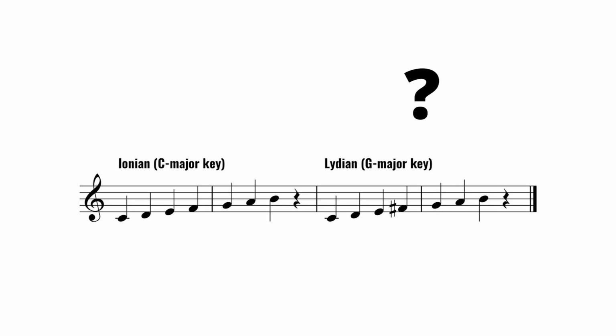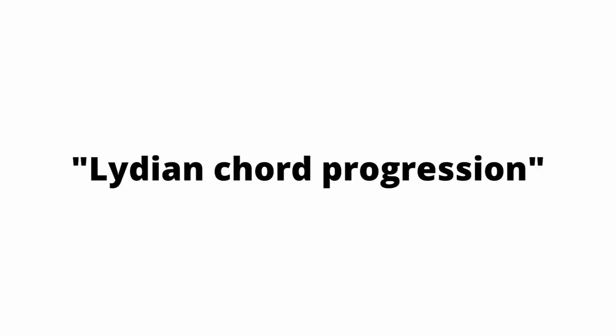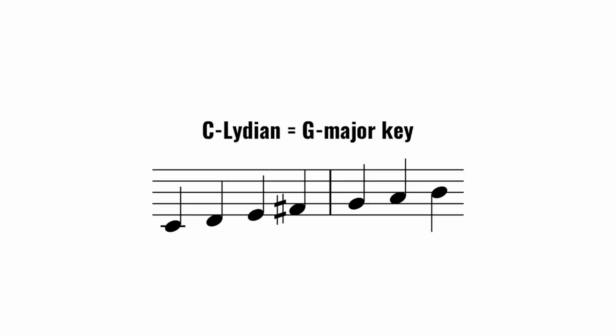How do you write chord progressions based on the Lydian mode? The truth is, there is no such thing as a Lydian chord progression, because the chord progression itself doesn't determine the mode. It's the chord progression and the melody together. Sometimes it's only the melody. Just think about it for a moment. You are using the same set of chords as you would use for an Ionian song.